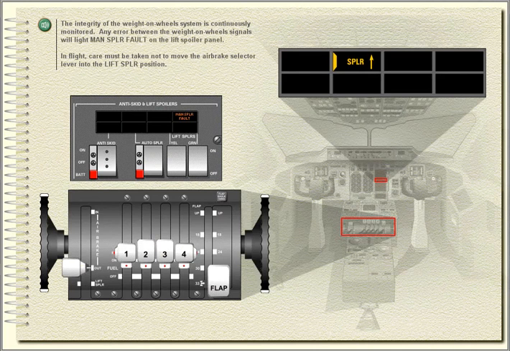The integrity of the weight-on-wheels system is continuously monitored. Any error between the weight-on-wheels signals will light manual spoiler fault on the lift spoiler panel. In flight, care must be taken not to move the air brake selector lever into the lift spoiler position.